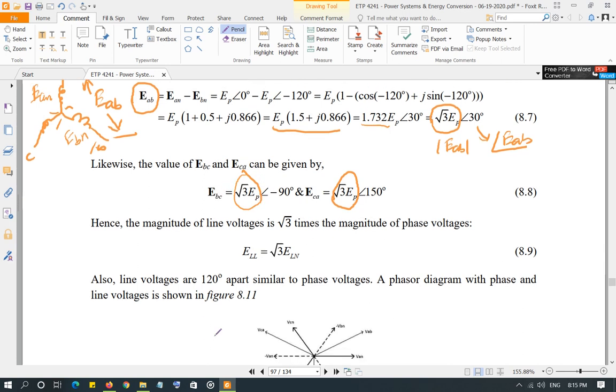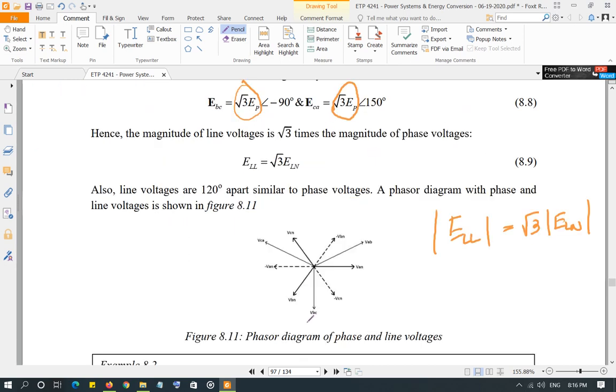So line to line voltage magnitudes are the same, like line to neutral voltage magnitudes are the same. Line to neutral voltage magnitude is what? E peak. Line to line magnitude is square root of 3 times E peak. So the magnitude of line to line voltage is equal to square root of 3 times the magnitude of line to neutral voltage. That's a standard result. And the phases of line to line voltages are 120 degrees apart from each other, and they are leading the corresponding line to neutral voltage by 30 degrees.